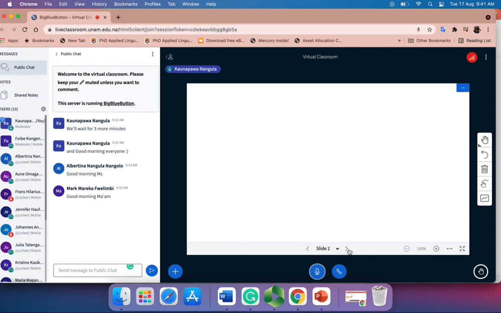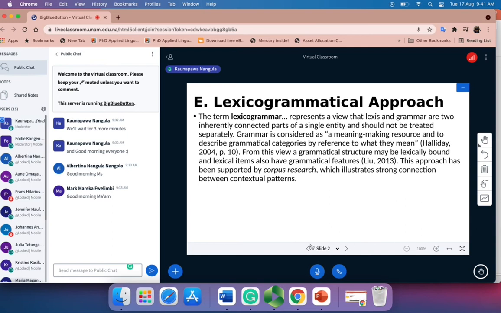All right, now, last time we have spoken about other approaches that you can use when you are teaching grammar. But for today's class, we're just going to focus on the one approach that we did not talk about in the last class, and this one is the lexical grammar approach. And lexical grammar represents both lexis and grammar.